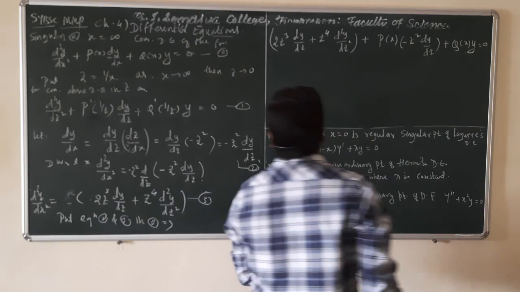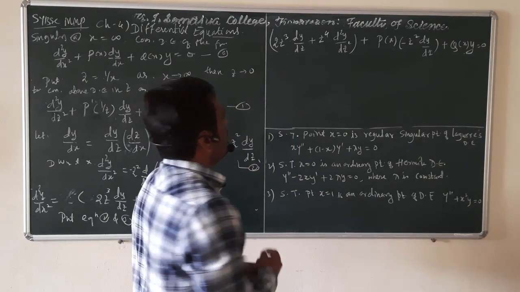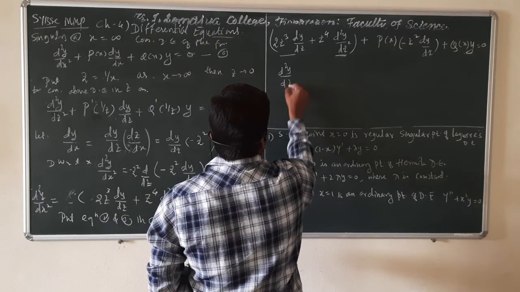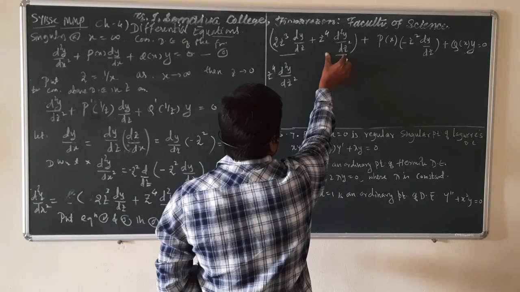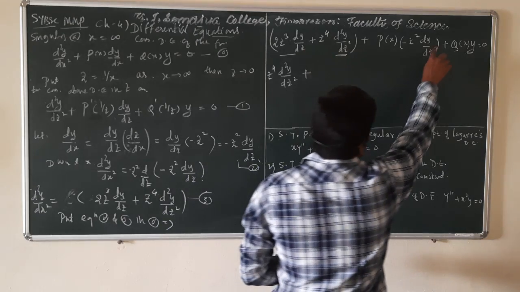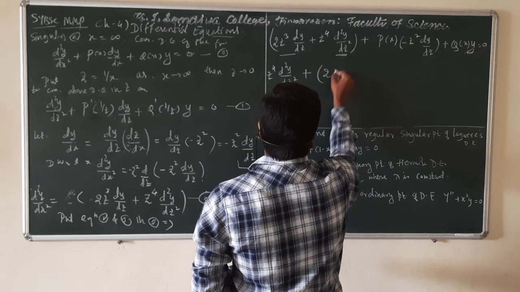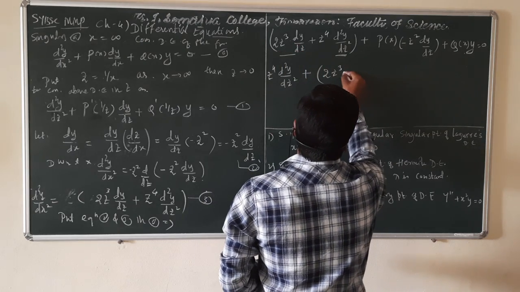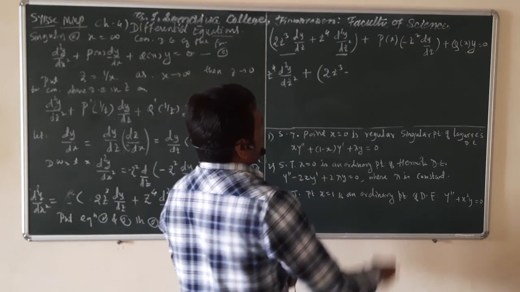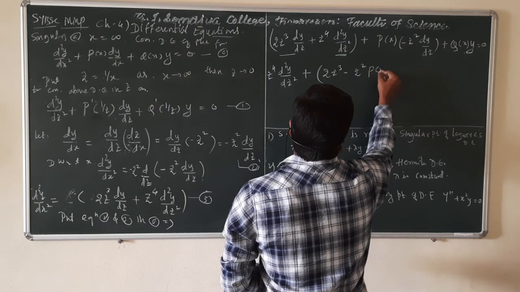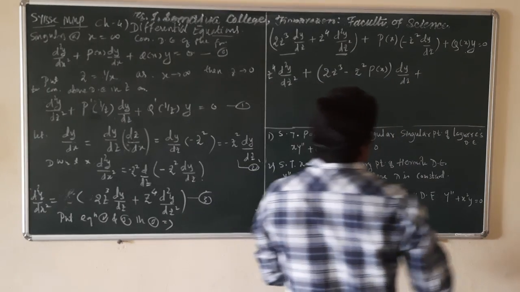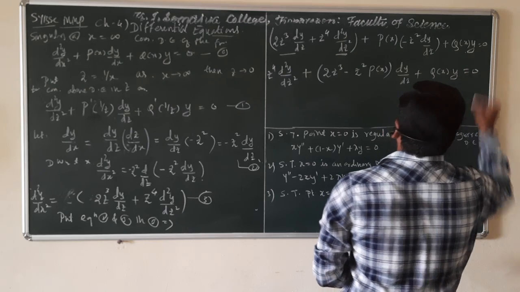is equal to 0. Now we can write this equation by collecting all the terms of the second order derivative. So d2y by dz square, z raised to 4 is the only term with the second order derivative of y with respect to z, plus now the first order derivative dy by dz, so here 2 z cube minus z square p of x into dy by dz, plus the remaining term q of x y is equal to 0.